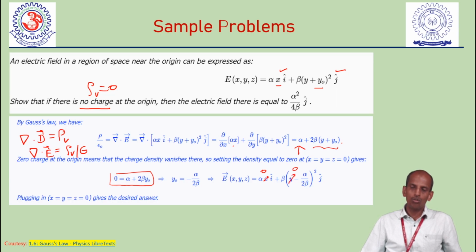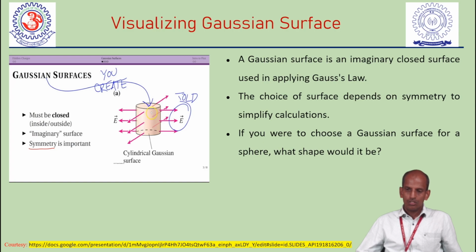So this is how the Gauss law works. This is one sample problem. So one should see how one can apply the Gauss law. To apply the Gauss law, one essentially needs a Gaussian surface. Now, what is this Gaussian surface? Gaussian surface is basically an imaginary surface which should satisfy certain properties.